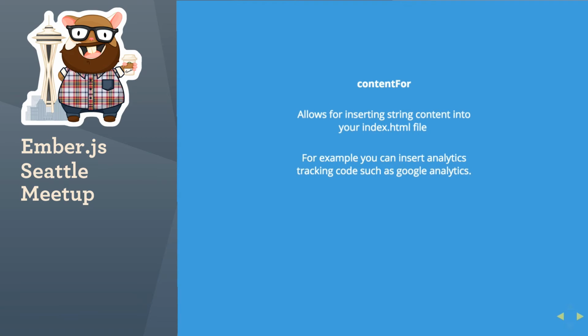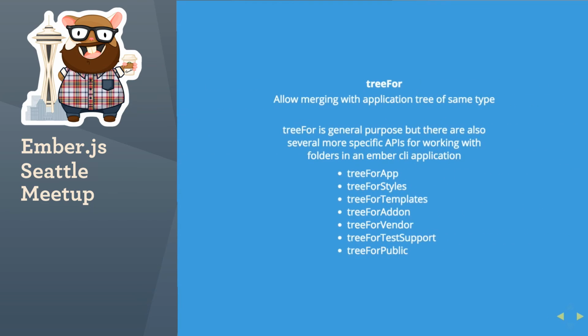Content for, this is a hook for inserting string content inside the index.html file of your Ember-Cli project. So for example, you can inject Google Analytics tracking code and make sure it's always in the output, and maybe programmatically do something clever with it. Jake, I think, will have a more concrete example demo.